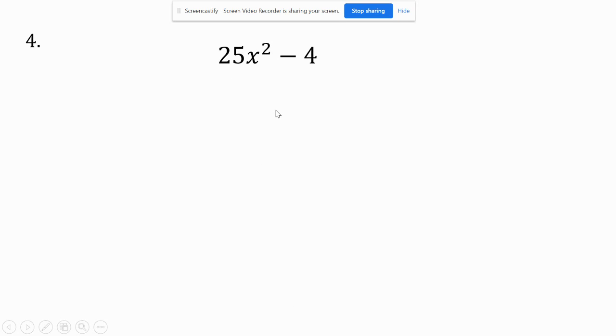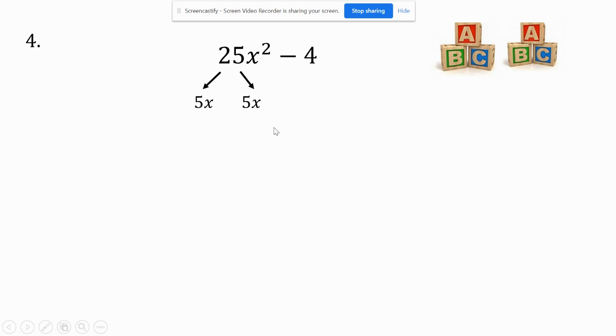Ooh, there's nothing common. There's no middle term, so I'm going to think of difference of squares. What's the square root of 25? 5. And x squared and the square root of 4. So I have a 5x plus 2 and a 5x minus 2. That was one of those I always look at. I always think of that if they're square rootable numbers with a minus in between.